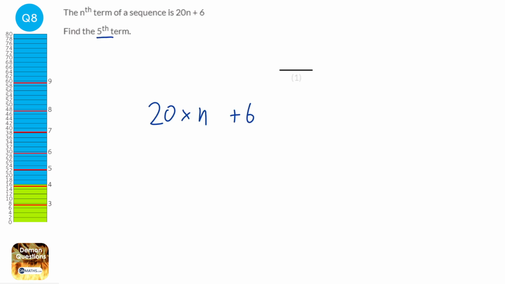For the fifth term, n would be 5. So it's 20 times 5 plus 6. 20 times 5 is 100. 100 plus 6 is 106.